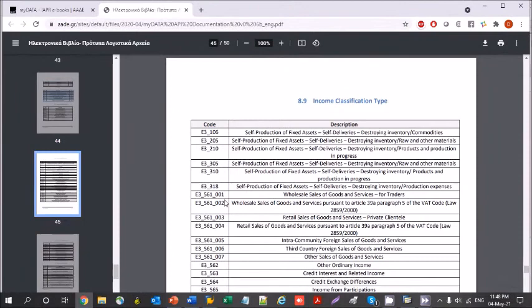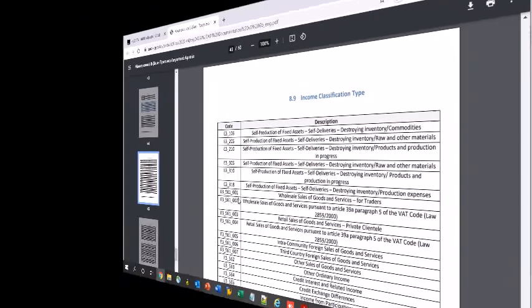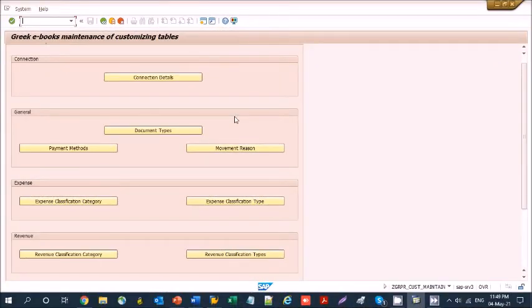One of the most important MyData tables with codes is the income and expense classification types, simply called the E3 codes. This is the biggest MyData table comprising 105 codes, 99 E3 codes and 6 VAT codes. The prefix E3 is related to the E3 form that all companies operating in Greece had to submit. The E3 classification type codes are mainly related to expense and revenue general ledger accounts.